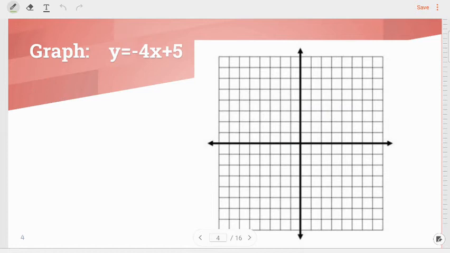Let's go ahead and look at a different one. So this one says y equals -4x plus 5. So what am I going to do?